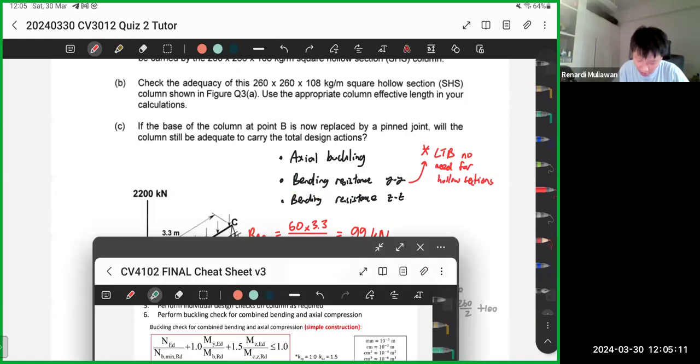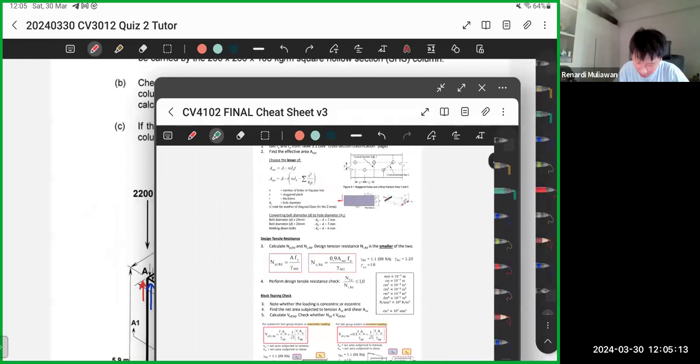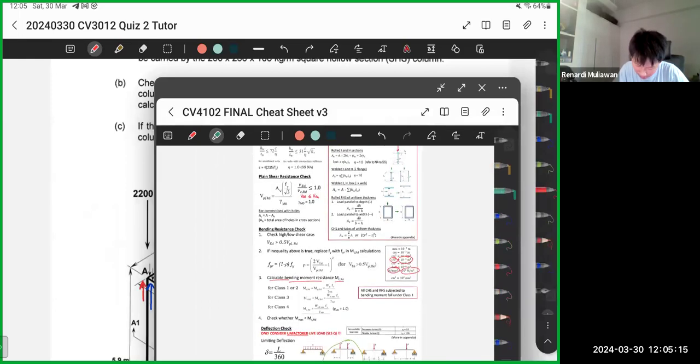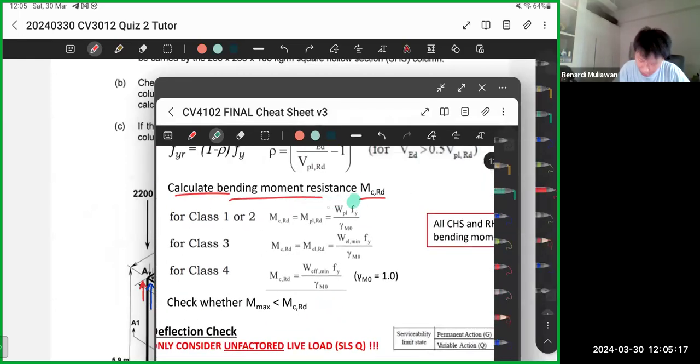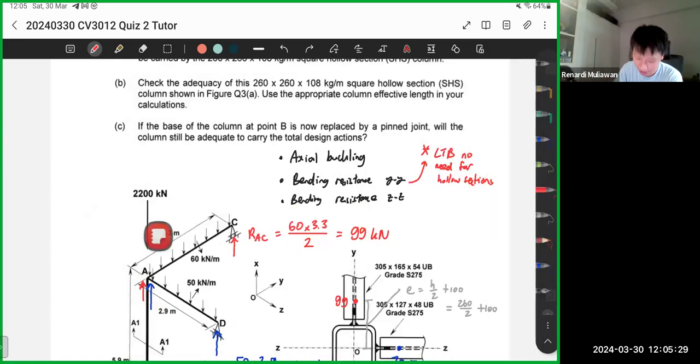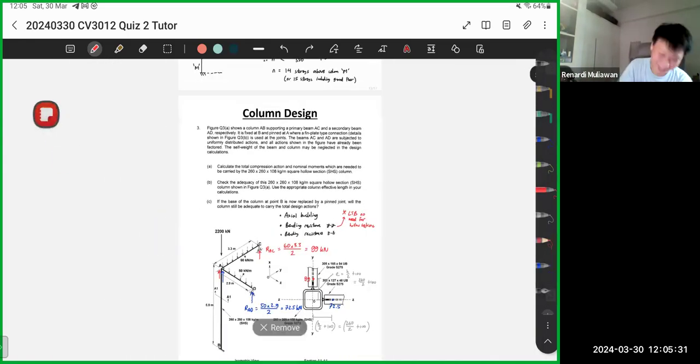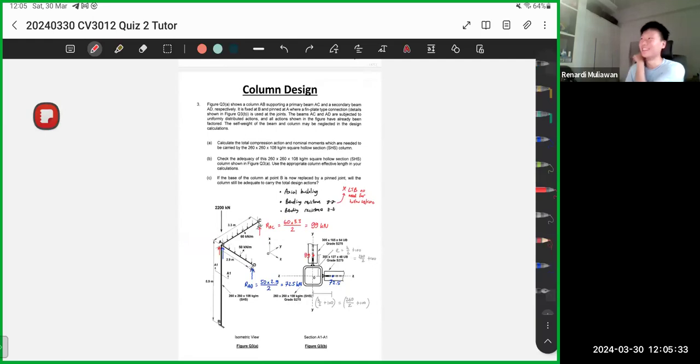So you can go back to the first page. You just need to use this for hollow sections. The WPL, again, if it's YY, you use WPLY. If it's ZZ, you use WPLZ. So yeah, that's everything for columns, including finals.